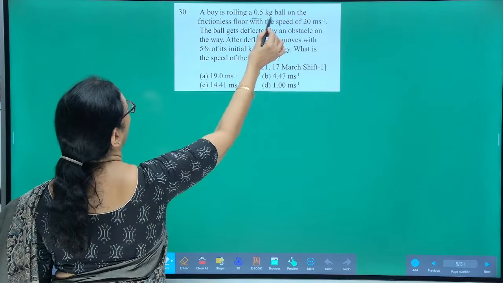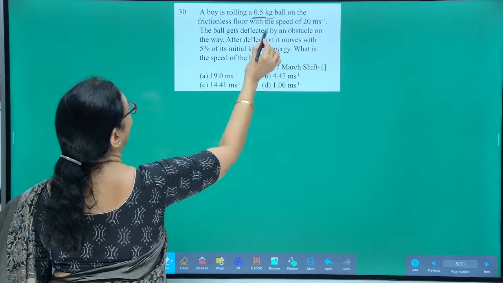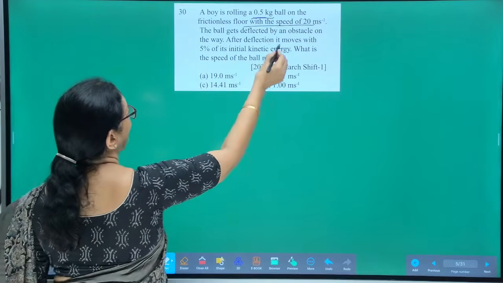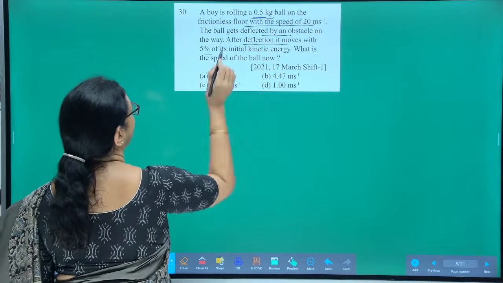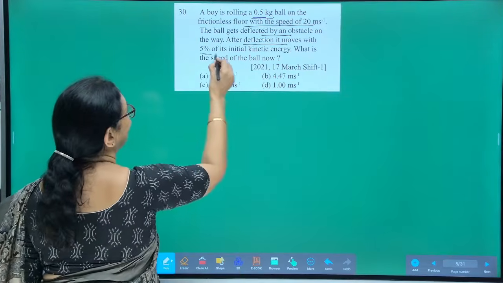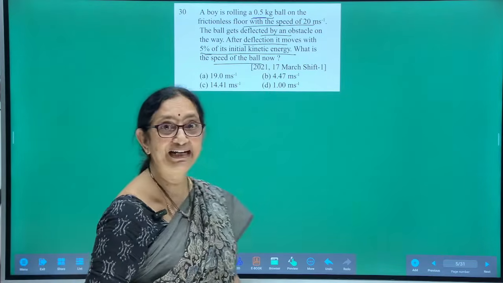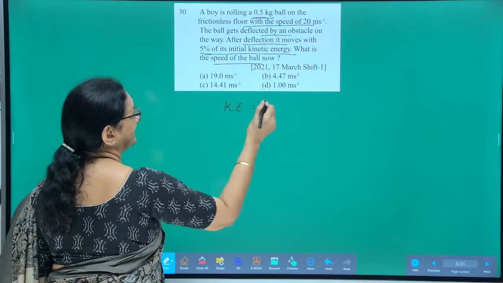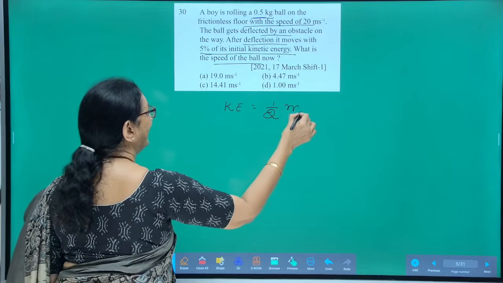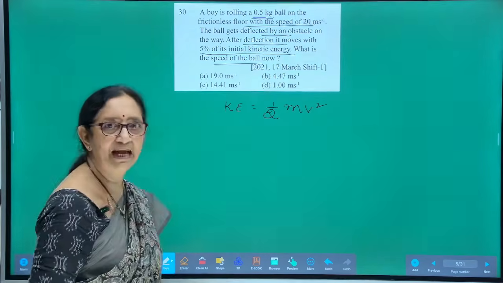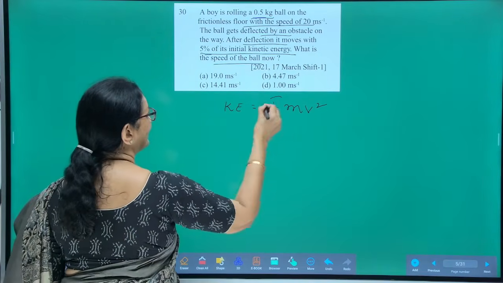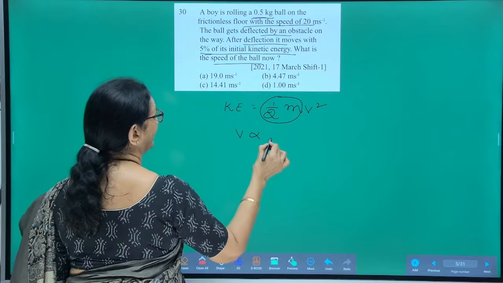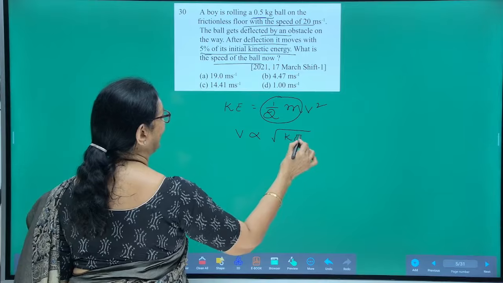A boy is rolling a ball of mass 0.5 kg on a frictionless floor with a speed of 20 meters per second. The ball gets deflected by an obstacle. After deflection, it moves with 5% of its initial KE. What is the speed of the ball now? Look here. The relation between kinetic energy and velocity of an object is KE equals half mv squared. Right? As the same ball is considered, the mass is constant, so KE is proportional to v squared, or v is proportional to root KE.